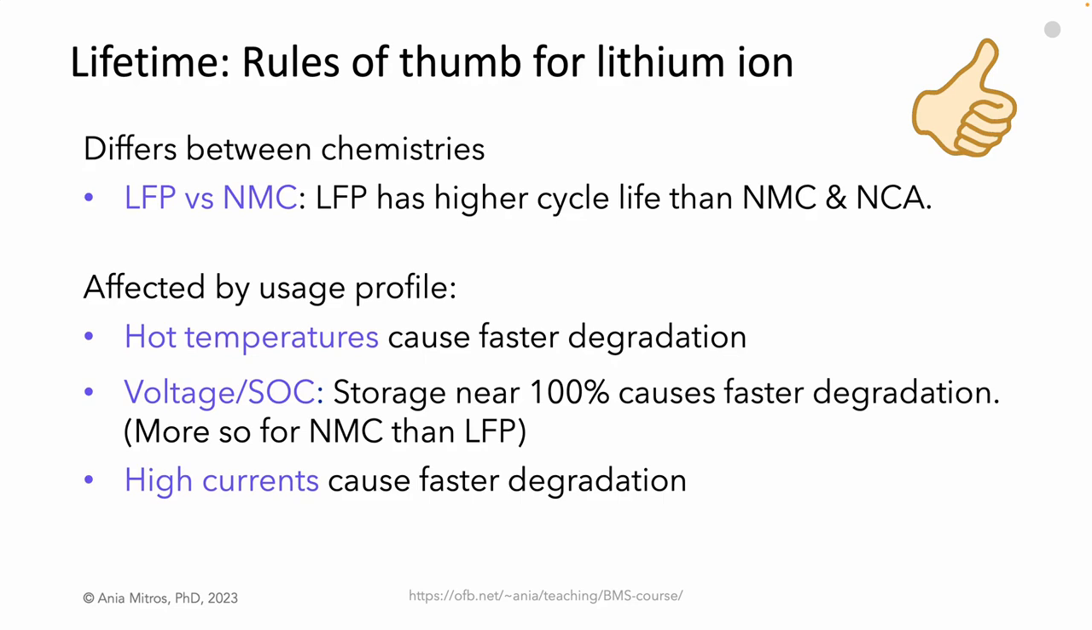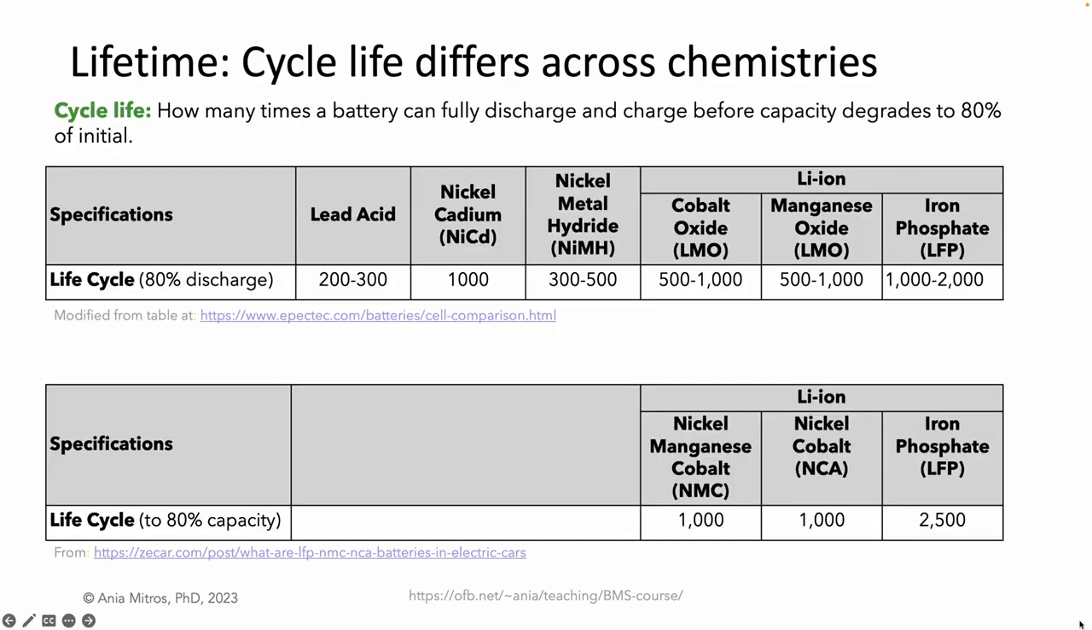We'll see a quick overview of these phenomena in the upcoming slides and go deeper yet in the future lecture on cell behaviors. These tables are from different sites but show the same message. LFP cells can withstand more charge-discharge cycles than many other lithium-ion chemistries. And lead-acid and NiMH have insufficient cycle life for most vehicle applications. Their energy density wasn't nearly as good as lithium-ion either.